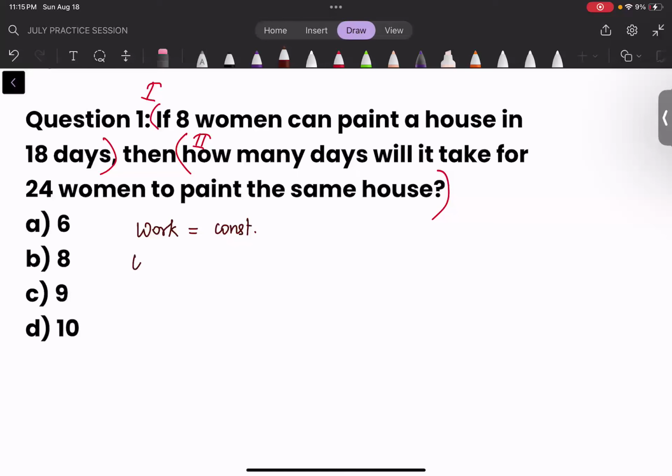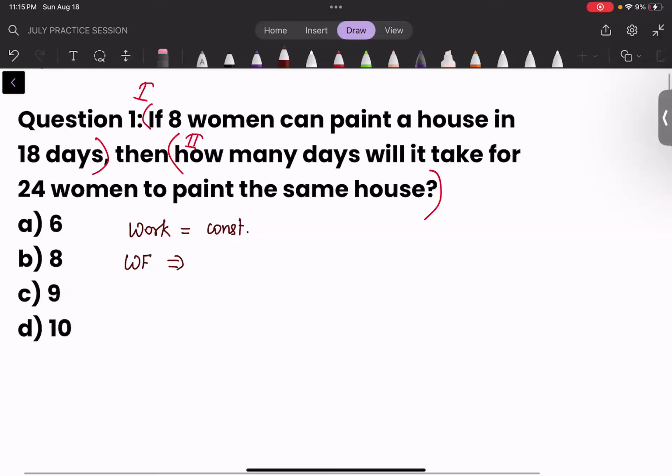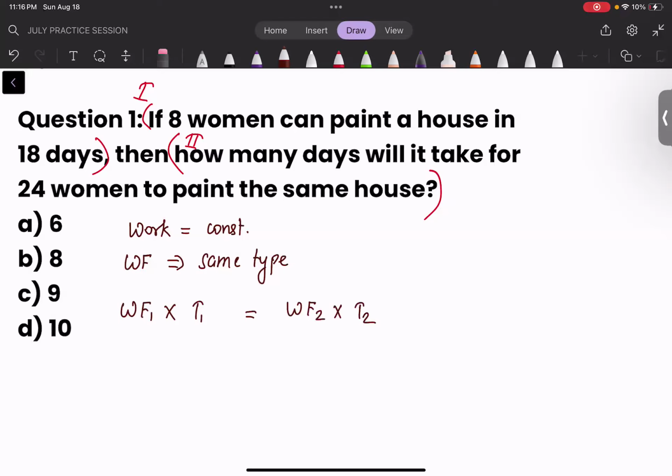What about workforce? It is the same type, yes or not? In the first situation, it is a group of women. In the second situation also, a group of women. Able to understand? Same type, that means women, women. It is not women and men. It is not a different type, same type. So that means the question is going to be easy. So let's write the formula WF1 into T1 equals WF2 into T2. But we will not write W1, W2 because work is the same. Anything, if it is the same, don't write it.